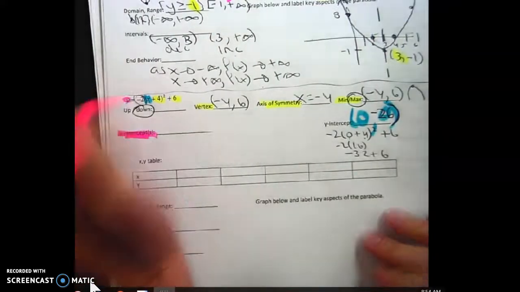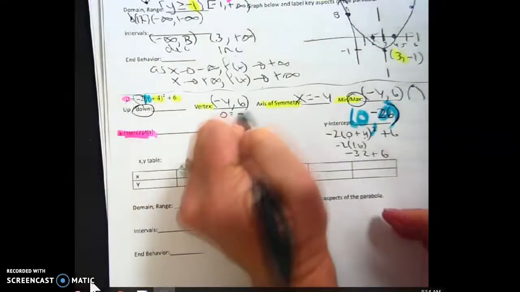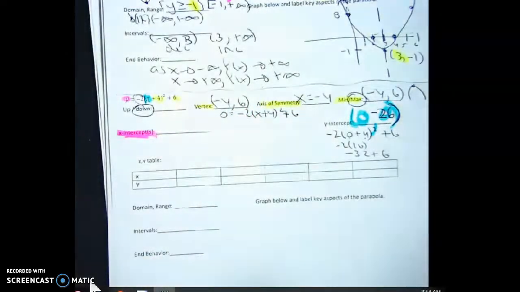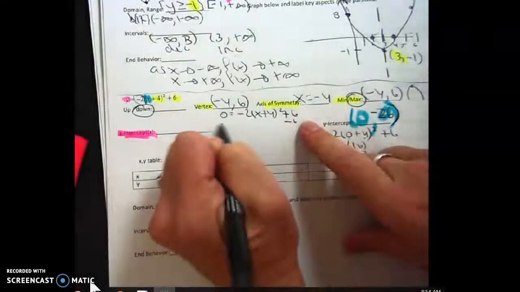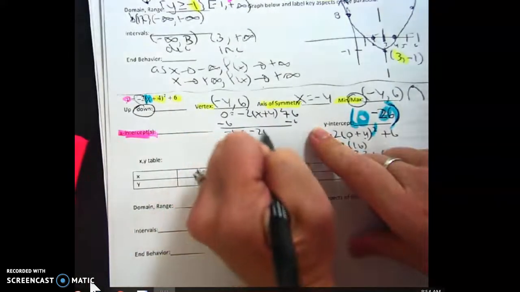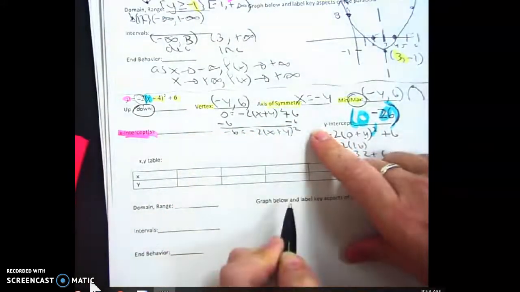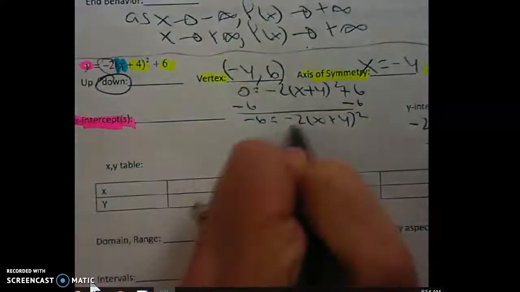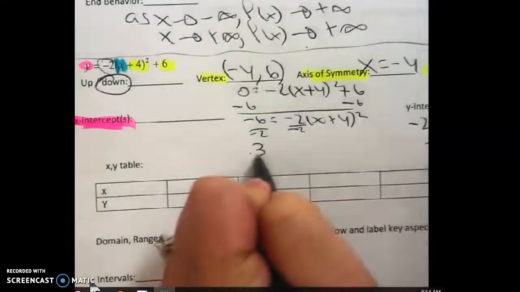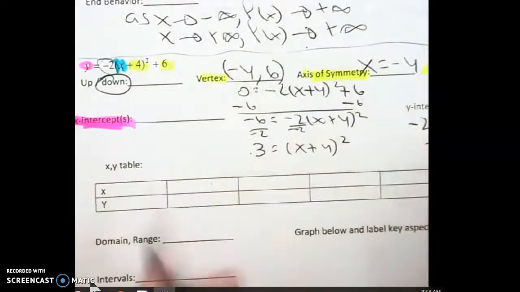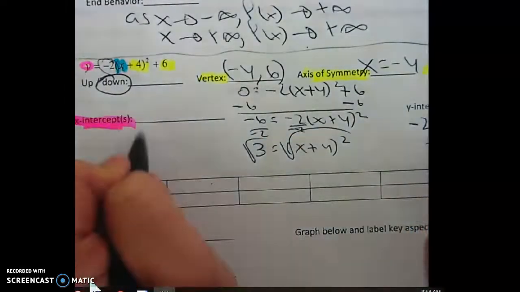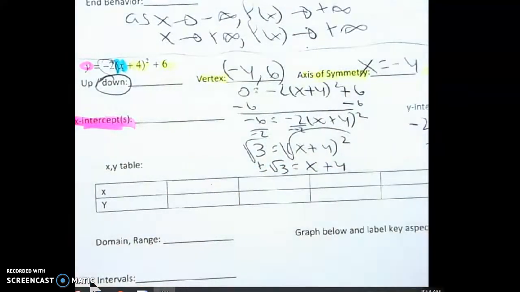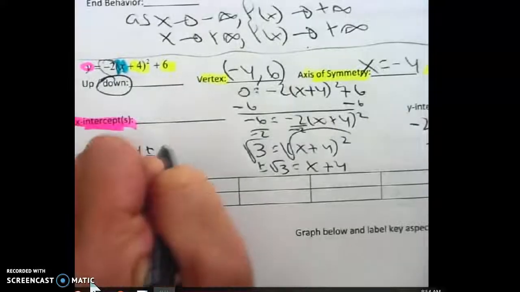X-intercept, make y 0. So 0 equals -2(x plus 4) squared plus 6. This is going to be a workout. Actually, it's not that bad. Subtract 6: -6 equals -2(x plus 4) squared. Let me zoom it in a little bit so you can see. Okay, divide by -2. 3 equals (x plus 4) squared. Now, square root. I can't simplify the square root of 3, so it's plus or minus radical 3 equals x plus 4. So x equals -4 plus or minus radical 3.